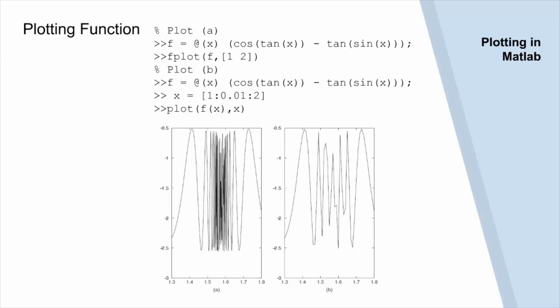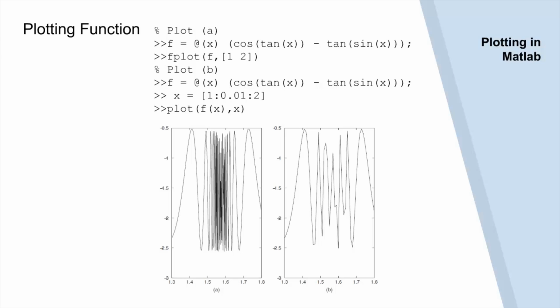So first let's see how we use the fplot function. I have defined a function f that takes in the value of x and then does the cosine of the tangent of x minus the tangent of the sine of x. So in the fplot function, we pass this f function and then we pass the range of 1 to 2. So the left graph that you see is the fplot function. We can see how smooth the graph actually is.